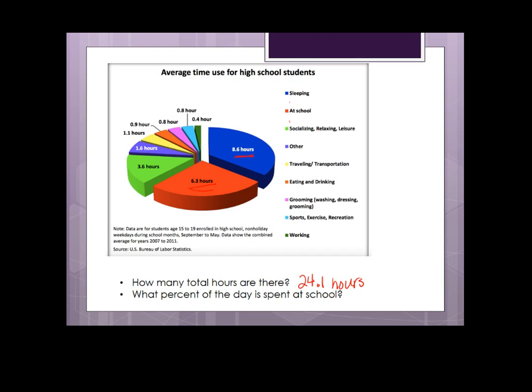All right, what percent of the day is spent at school? Well, if you look for school, that's the red one, so 6.3. When we want to find percents, you always want to take the number and divide it by the total. So we're going to take this and divide it by the total, which was 24.1, and that'll give you a decimal, which you'll have to convert to a percent. So 6.3 divided by 24.1 is 0.26. Then if you move the decimal over twice, you get 26%. So about a fourth of the day is spent at school, in high school.